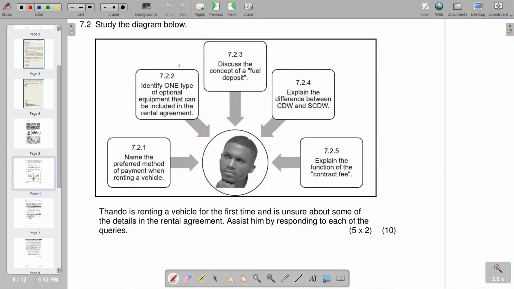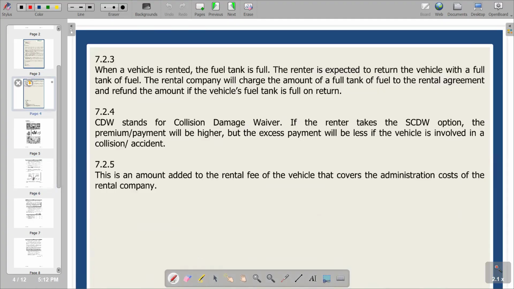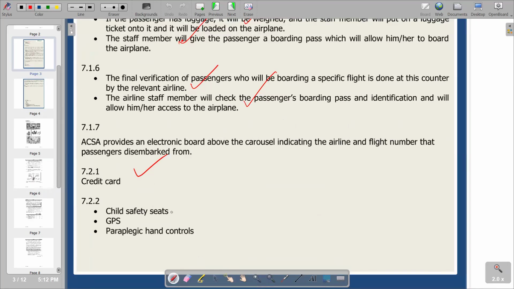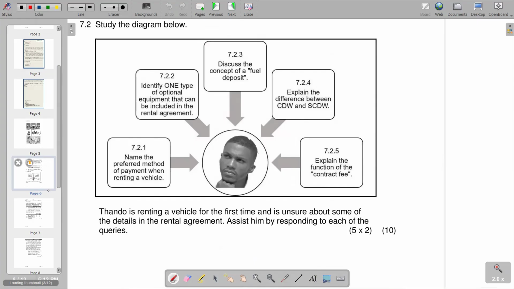Remember, we have got safety belts that can also be a part of that, whereby you are saying child safety seats. We also have GPS. We can also talk about the paraplegic hand controls. So those are some of the items that should be included. We go to the next part of our question, whereby, discuss the concept of a fuel deposit.